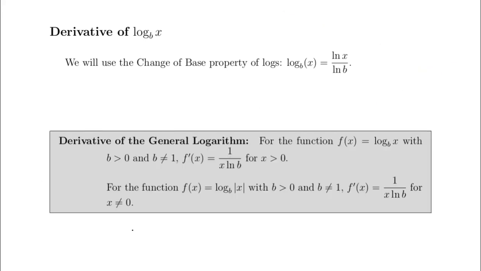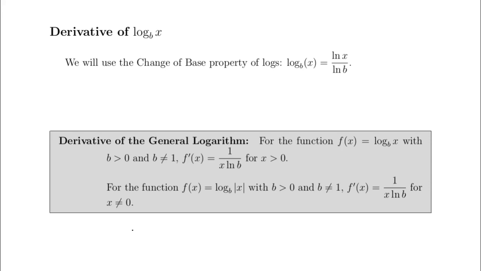Here's the little summary. So for b some base that's positive but not 1, the derivative of log base b is 1 over x natural log of b. And again, we still have that same domain where x is greater than 0. And we can do the same trick where if we use absolute values around the inputs, that means that we can take in negative x values. And so we just have a domain of x not equal to 0 there. So those are our logarithms.